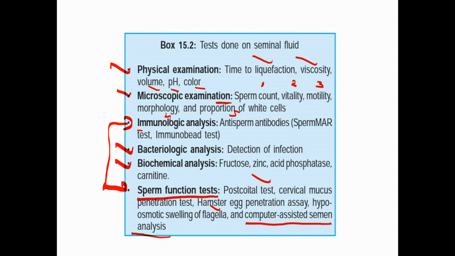Now next is the immunological test, as I told you, the anti-sperm antibodies test, the bacteriological test for detection of infection, and the biochemical tests. The biochemical tests are fructose, zinc, acid phosphatase, and carnitine. We frequently perform tests for markers, like fructose is a marker for the seminal vesicles, and zinc is a marker for the prostate. So with the help of biochemical analysis, we can assess the normal function of a particular gland. Now the final one is the sperm function test, which is especially for IVF purposes.